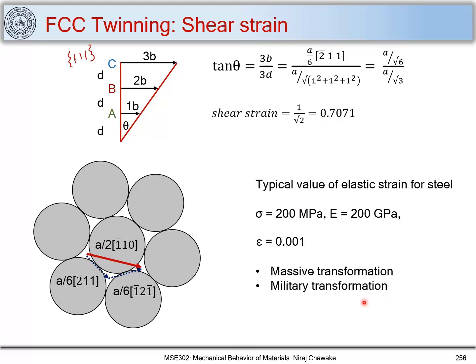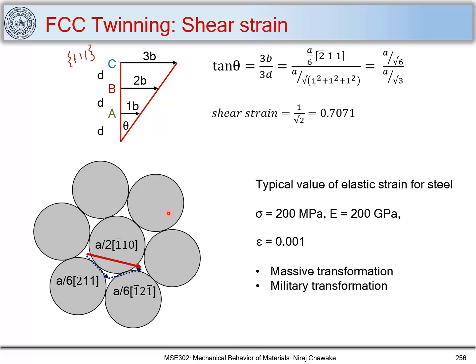Why military transformation? Because the A layer is moved by 1 unit of B, the B layer is moved by 2 units of B, and the C layer is moved by 3 units of B. And let me tell you once again that this is a coordinated movement. This movement is happening simultaneously. I have shown you one after another, but this movement happens simultaneously at the same time along the same direction. So this is a coordinated movement of these atomic layers, and thus it results in twinning.